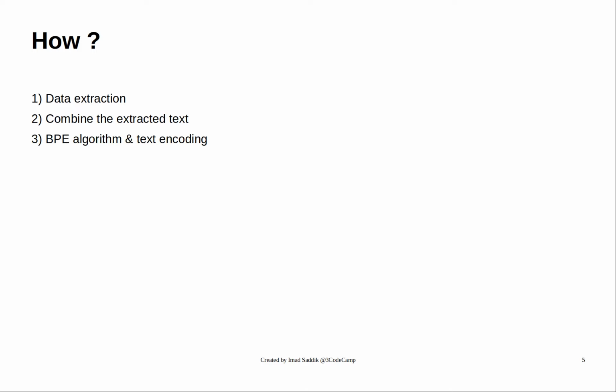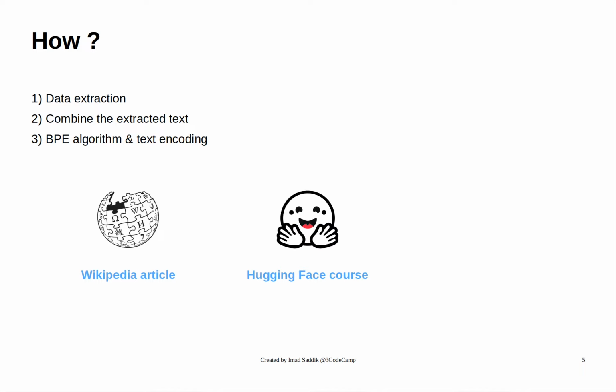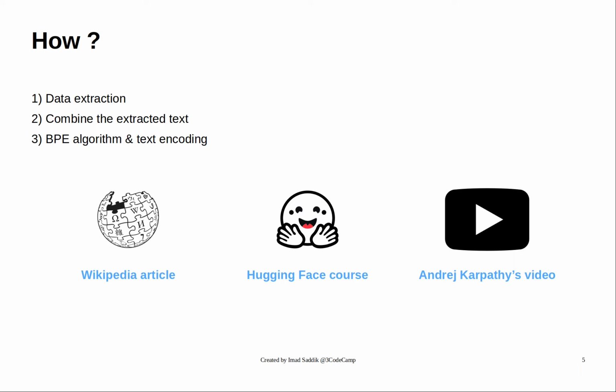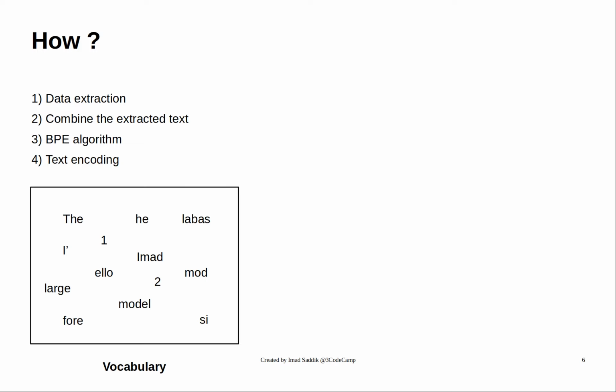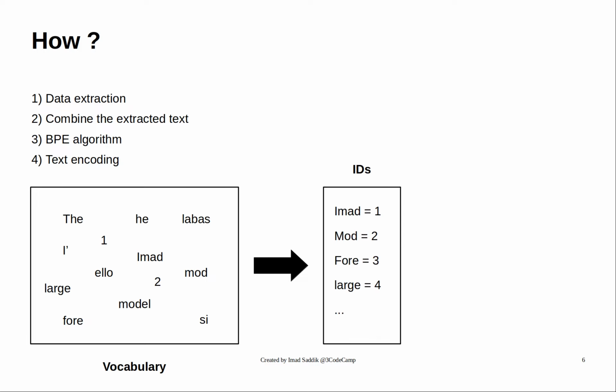The third step is text encoding. We will use BPE, which stands for byte pair encoding, to create our vocabulary and encode the text. You can learn about BPE and tokenization from these three sources. You have this Wikipedia article, this Hugging Face course, and Karpathy's YouTube video. After running the BPE algorithm, we will have a vocabulary. Each word or part of a word will have a unique ID. Then we will encode the text using these IDs.